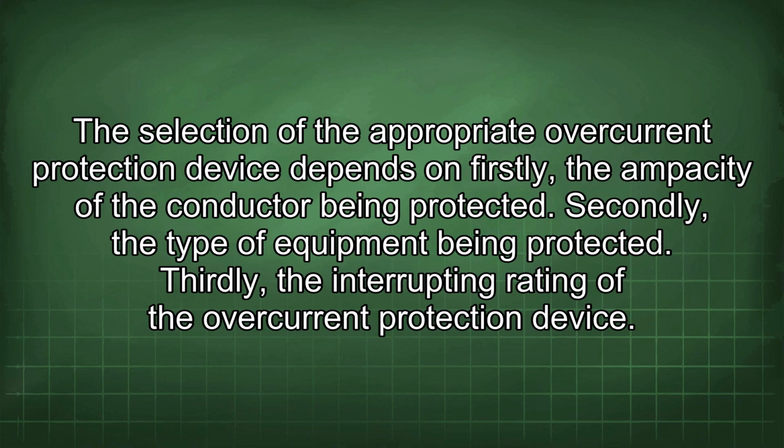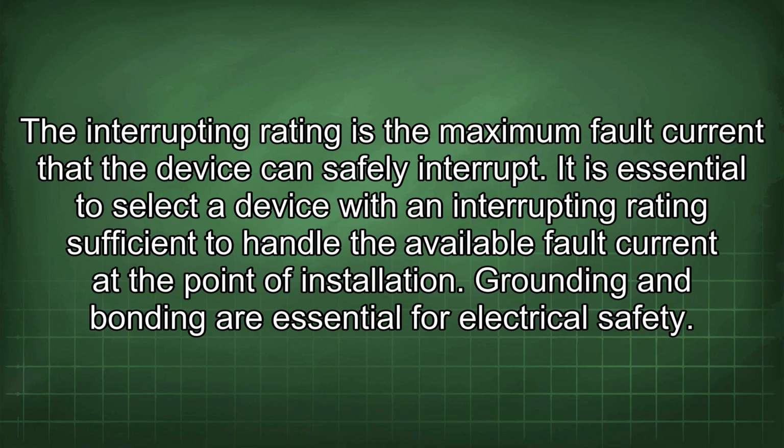The selection of the appropriate overcurrent protection device depends on, firstly, the ampacity of the conductor being protected. Secondly, the type of equipment being protected. Thirdly, the interrupting rating of the overcurrent protection device. The interrupting rating is the maximum fault current that the device can safely interrupt. It is essential to select a device with an interrupting rating sufficient to handle the available fault current at the point of installation. Grounding and bonding are essential for electrical safety.